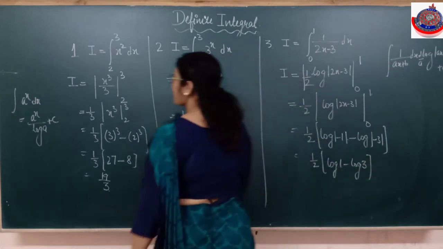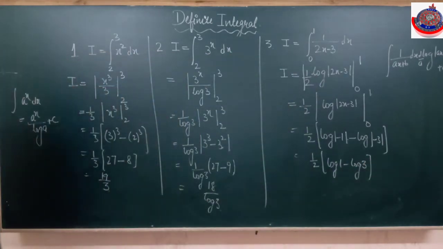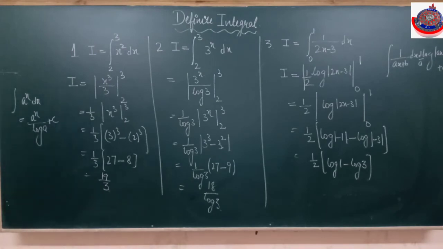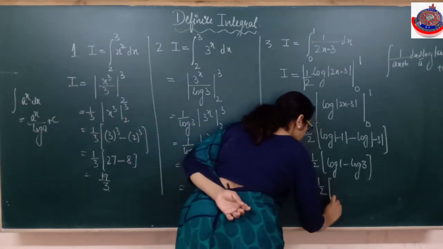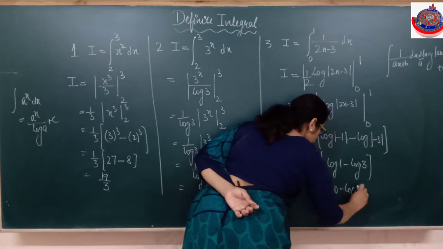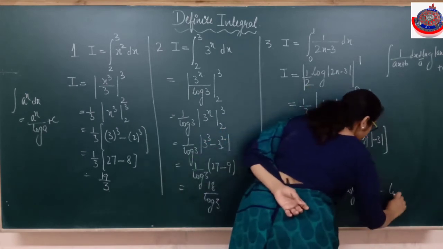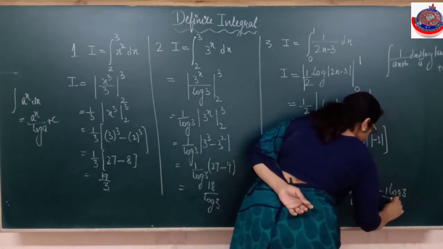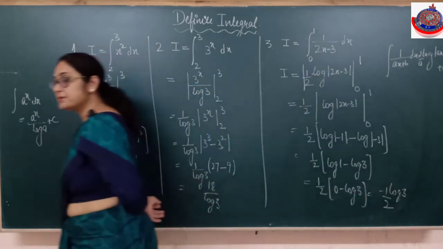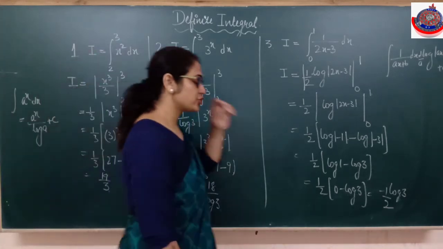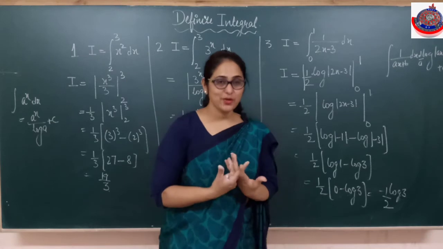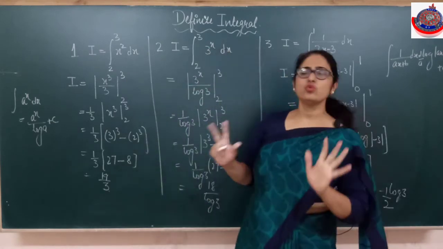What is the value of log 1? Yes, children. What is the value of log 1? Log 1 is 0. That's right. So we are left with, clear to everyone? We are left with minus 1 by 2 log 3. So the rule is simple. These are simple questions, though in exams they won't be asking you these simple questions. Otherwise, the rule is very clear.